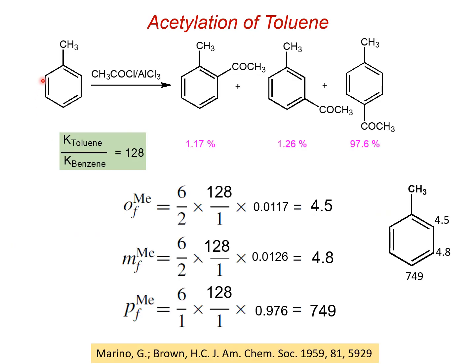On this slide, we are observing the acetylation of toluene, which is carried out with the help of acetyl chloride and AlCl3, which acts as a Lewis acid. The reaction ends with the formation of three products, ortho, meta and para isomers. The rate of toluene when compared with the rate of benzene for the same reaction, the ratio is found to be 128.